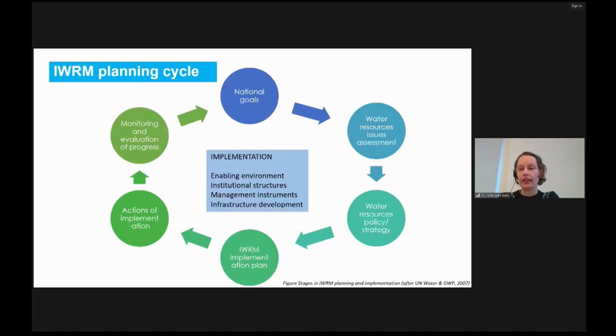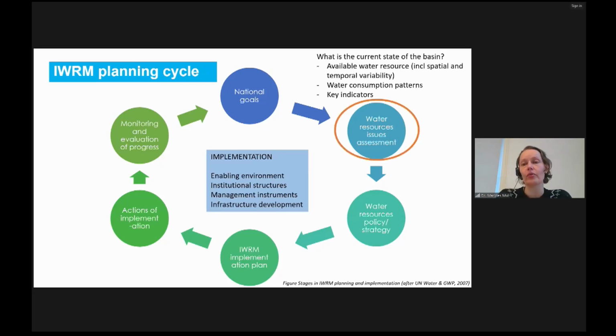So we have done already some analysis on how this water accounting data could be utilized in different planning cycles. So we see this is the planning cycle that GWP has developed together with UN Water. We see water accounting supporting different steps in this planning process. So for instance, in the water resource issue assessment, what is the current status of the basin? Is there a deficit? Is there a surplus?